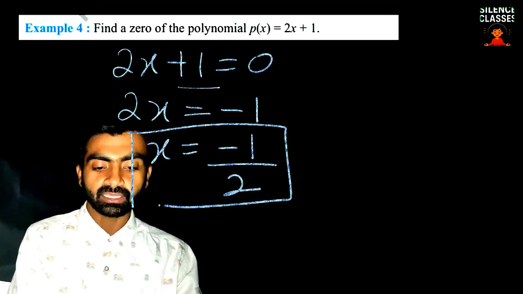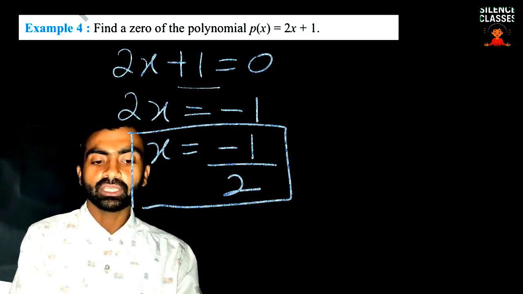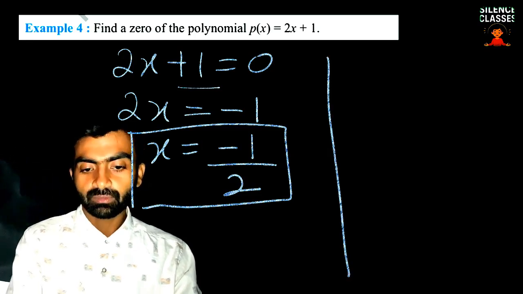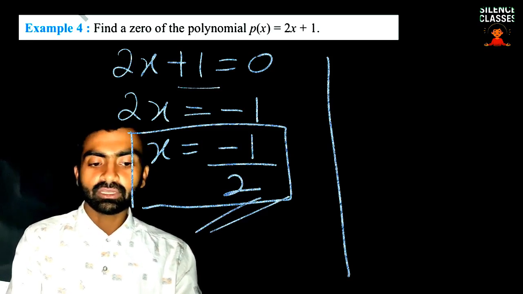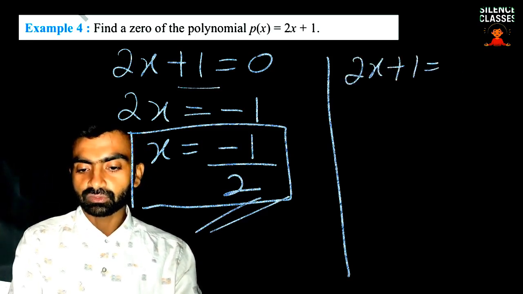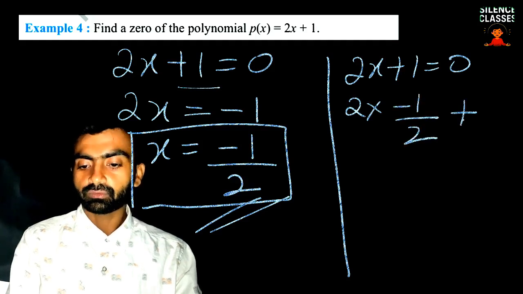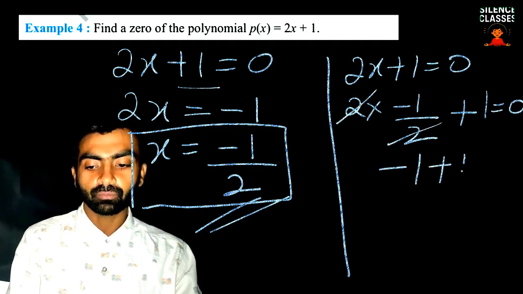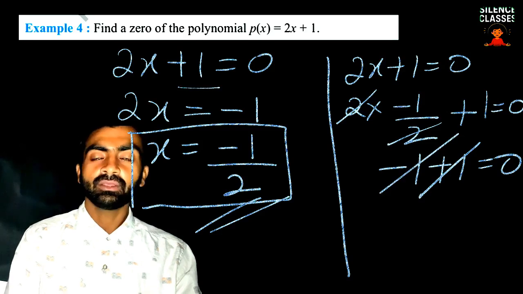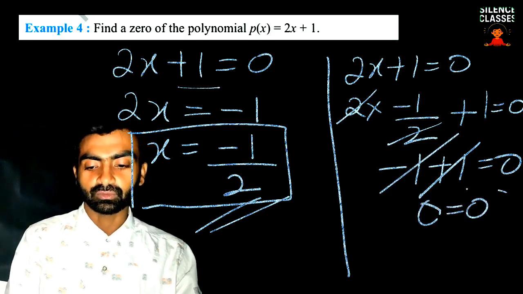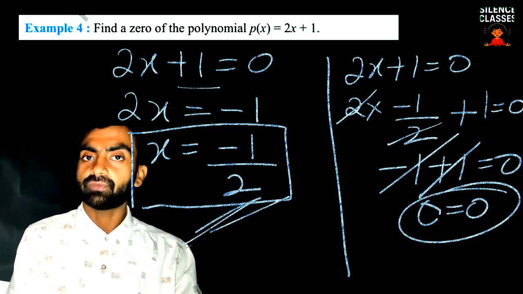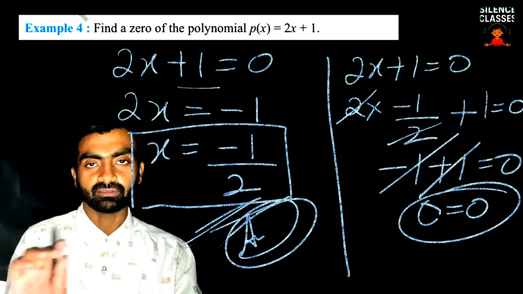So in place of x, if I put -1 upon 2, the equation will become 0. Let's check it by putting the value. 2x plus 1 equals 0. 2 multiplied by -1 upon 2, plus 1 equals 0. We can cancel 2 with this 2, it becomes -1 plus 1 equals 0. We can cancel -1 and plus 1, so it becomes 0 equals 0. So the zero which we have found is absolutely correct, and this is the answer.